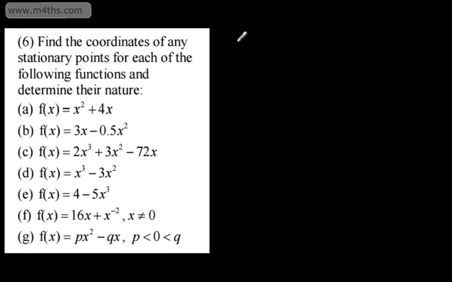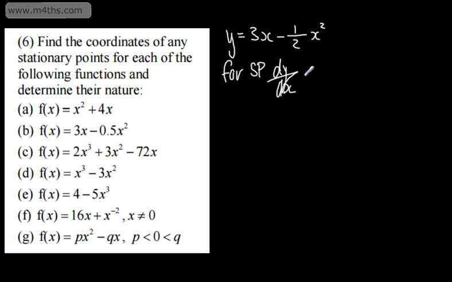Let's look at the next one. What I'm going to do is just write this as y equal to. So we'll look at a slightly different notation. y = 3x - 0.5, or if you like, 1/2 x². So we can say for SP, dy/dx, so I'm just changing the notation for the practice, will be equal to 0.